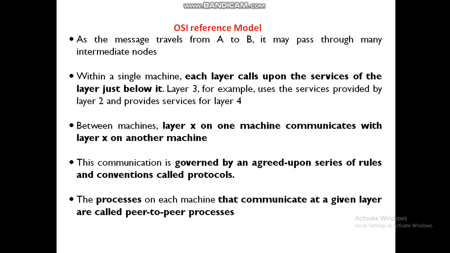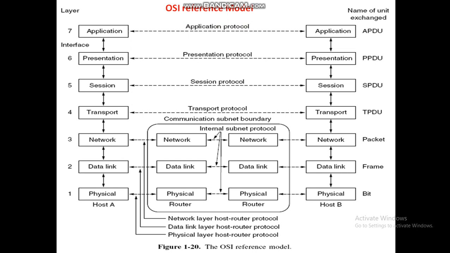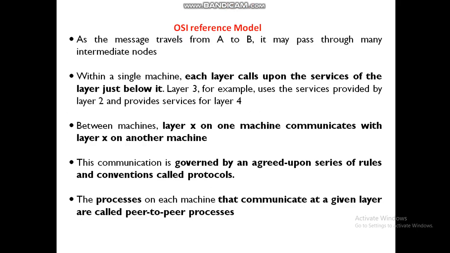This communication is governed by a set of predefined or agreed-upon rules, and these rules are known as protocols. The processes on each machine that communicate at a given layer are called peer-to-peer processes. The application layer at the sender and the application layer at the receiver are communicating indirectly, and this communication is known as peer communication.